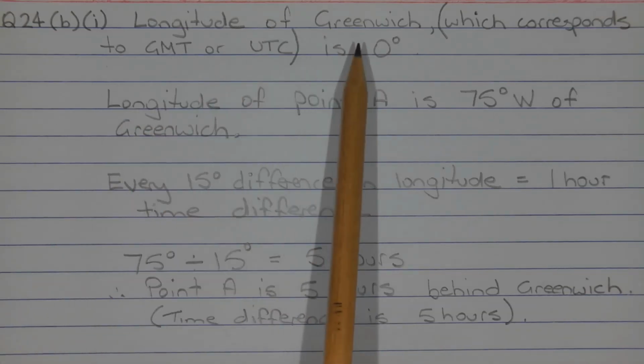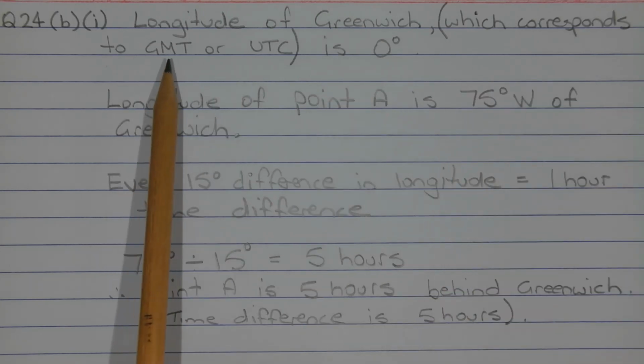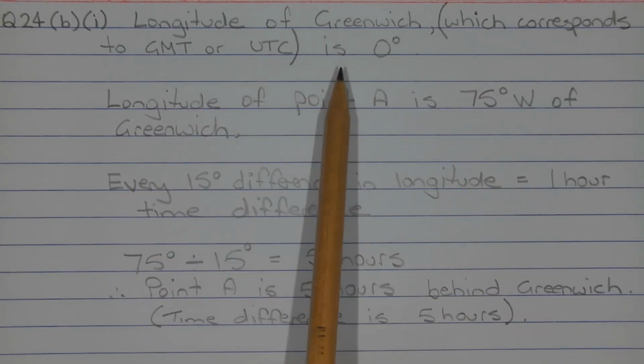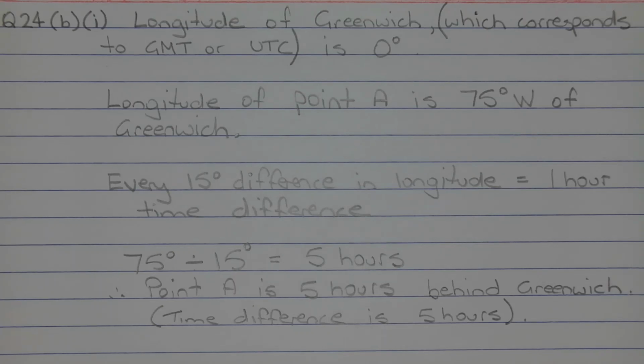Firstly, the longitude of Greenwich, which corresponds to Greenwich Mean Time or Universal Coordinated Time, is 0 degrees. Now recall that the longitude of a point measures how far east or west that point is relative to Greenwich. So the longitude of point A is 75 degrees west of Greenwich.